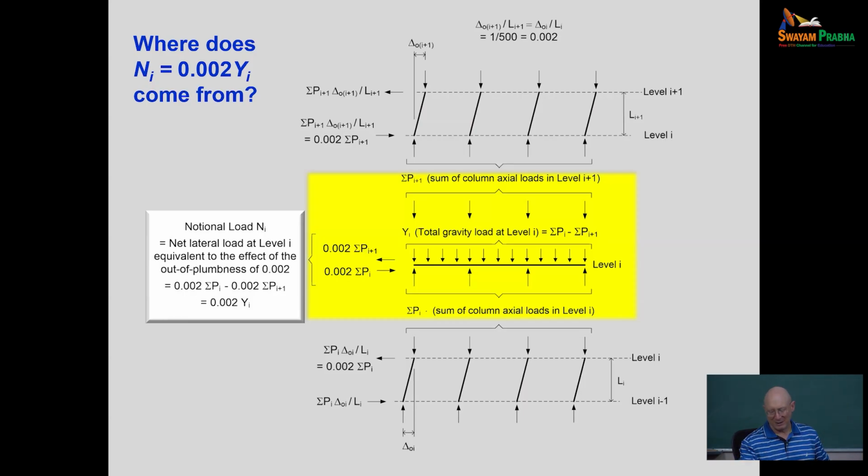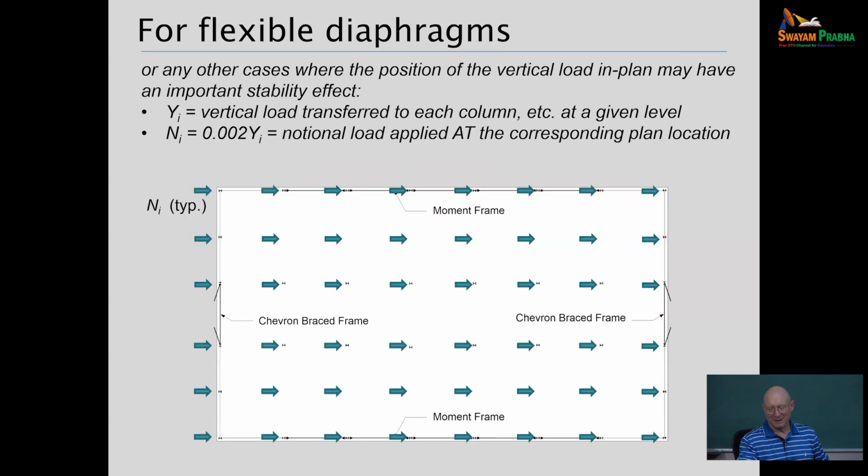So that's the way AISC writes this. So you might say, okay, good. I'm ready to do notional loads now. Here's a big floor plan, and it's a flexible diaphragm. What do we do with the notional loads? If you're worried about a flexible diaphragm, you would basically say, well, everywhere that I have vertical load coming into the columns, I've got a notional load that's associated with that column. So I do each column by column by column.